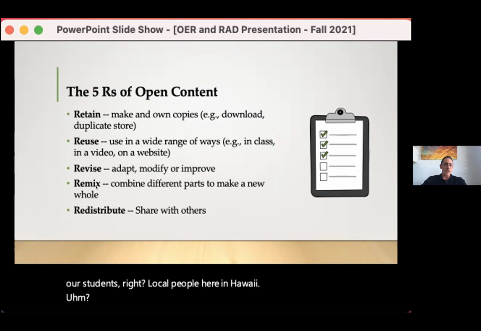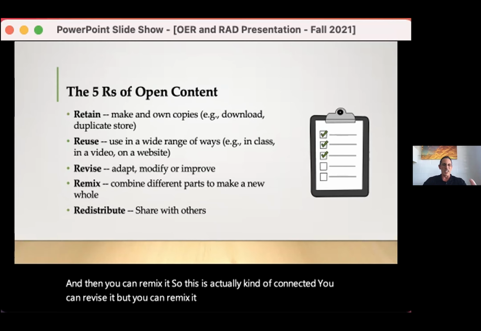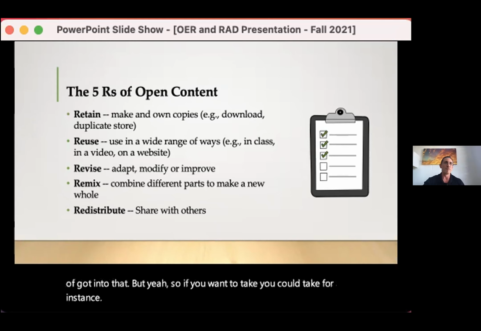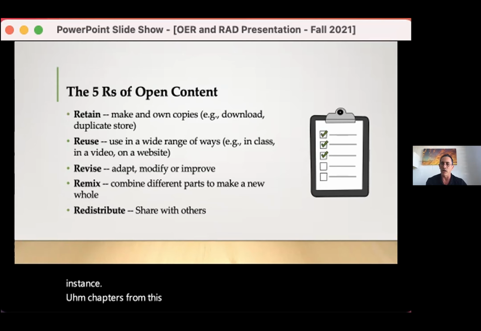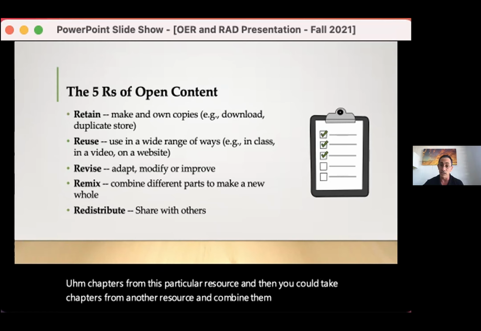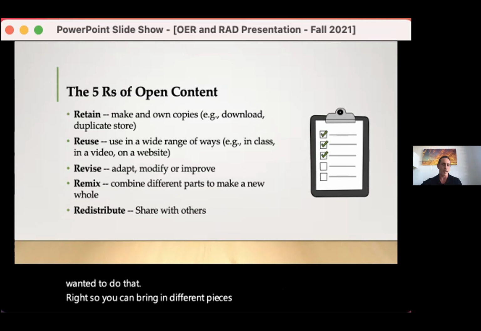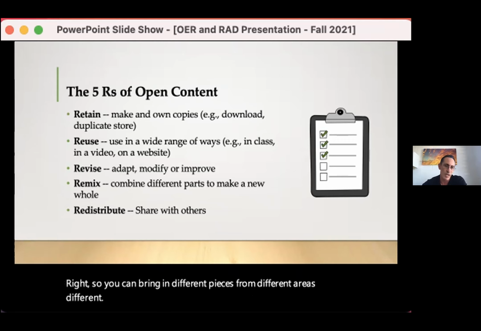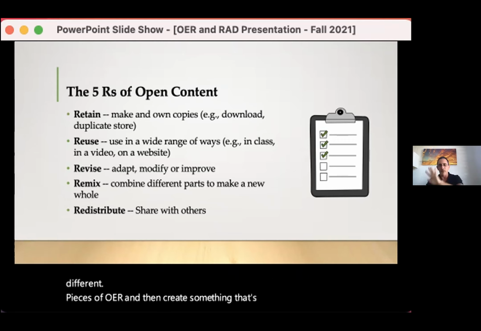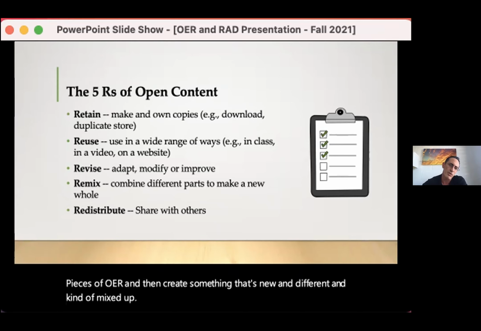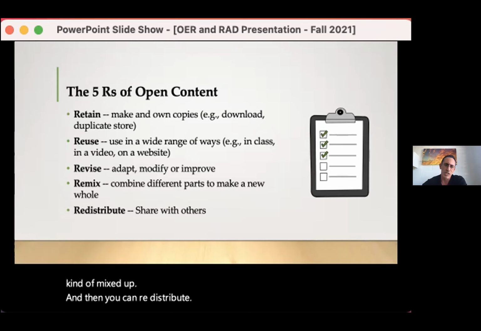And then you can remix it. This is connected to revising, which I kind of already got into. You could take chapters from one resource and then take chapters from another resource and combine them together, right? So you can bring in different pieces from different areas and create something that's new and different and mixed up. And then you can redistribute OER, so you can share it with other people freely.